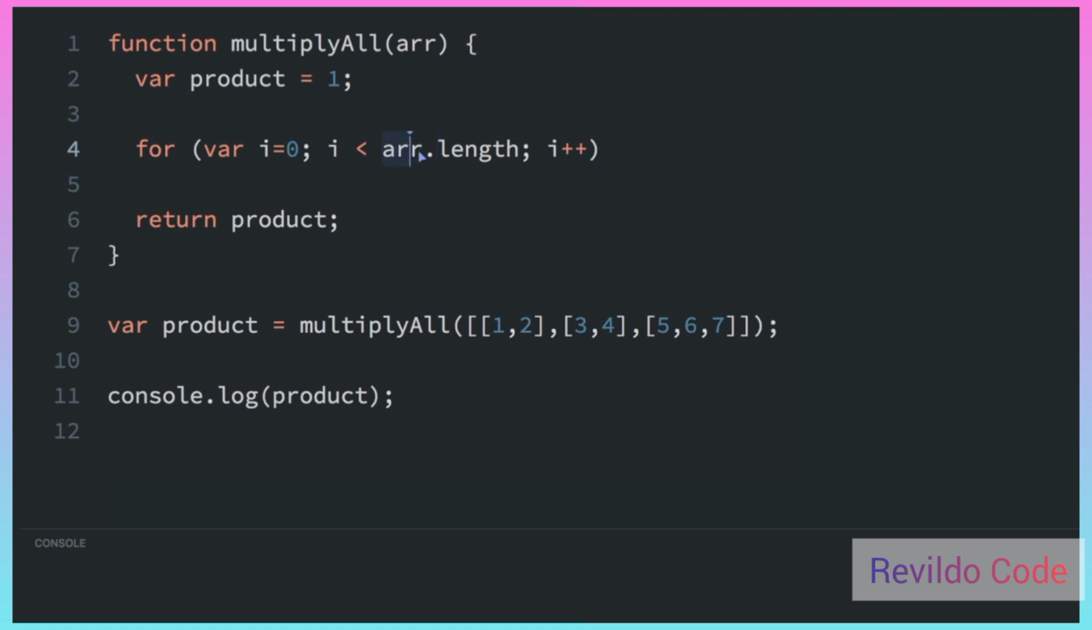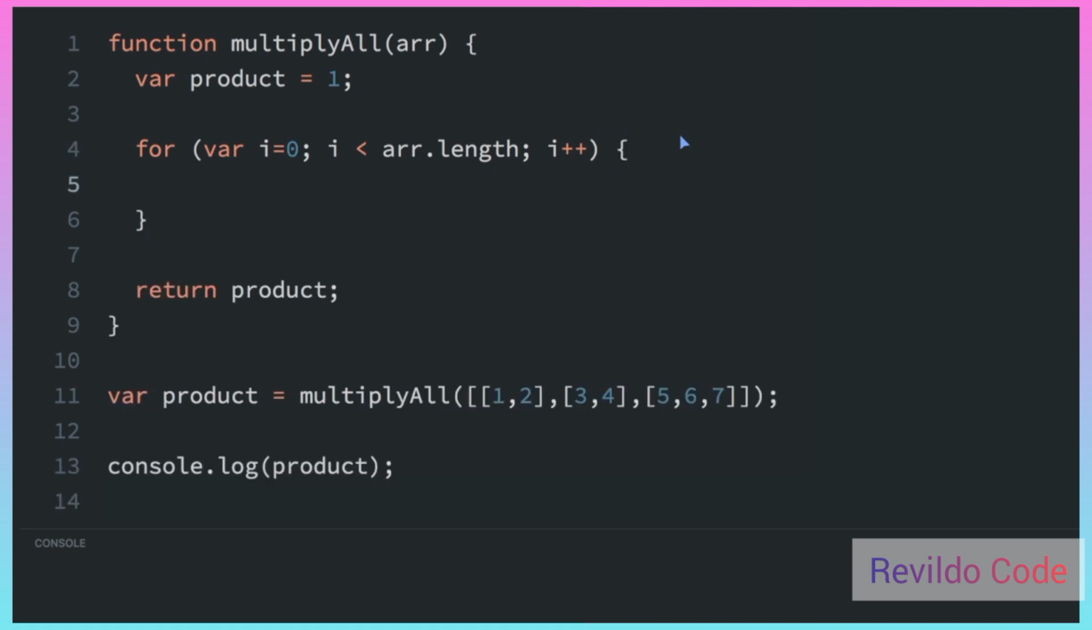Now, r.length is going to start off as 3 because we're passing in this array, and at the first level of the array there are just 1, 2, 3 elements. So that's going to be 3. But now we're going to go inside this for loop and create another for loop. So we're going to do var j equals 0.